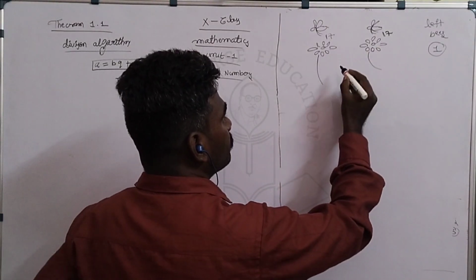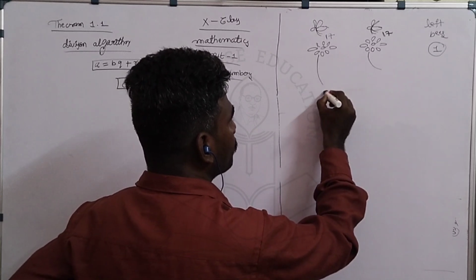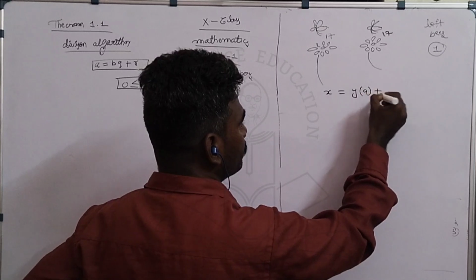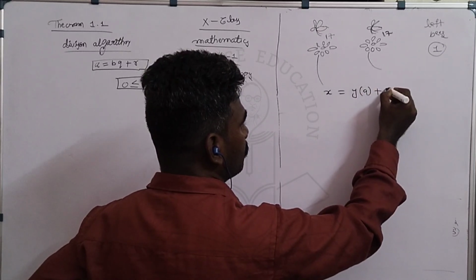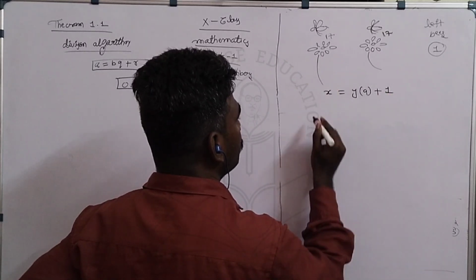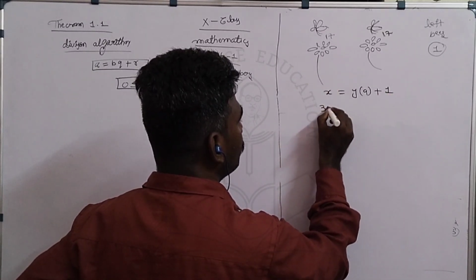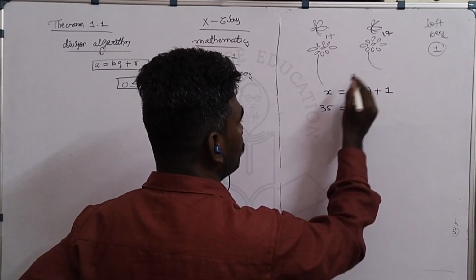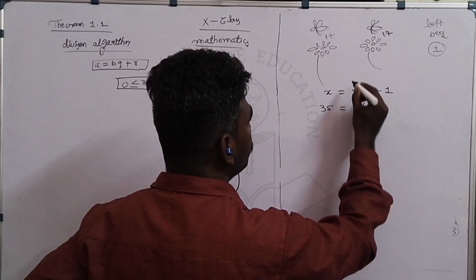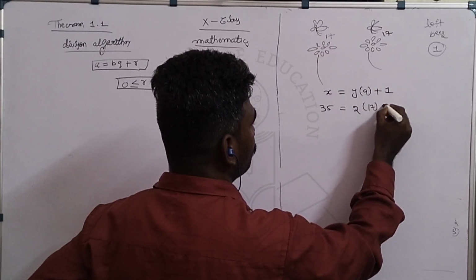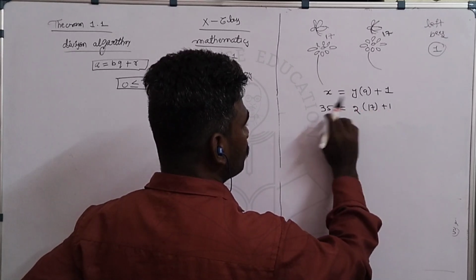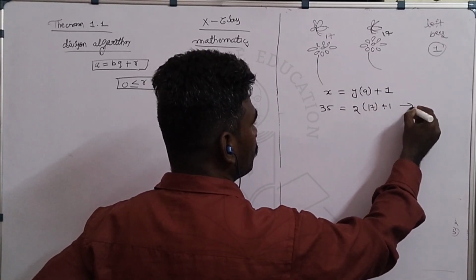So in case 1, we can write x = ya plus the given remainder, which in case 1 is 1. So here x is the total number of bees, 35, the equally divided groups are 2, and a is 17, so plus 1. So here 2 times 17 is 34, 34 plus 1, 35. So this is our case 1.